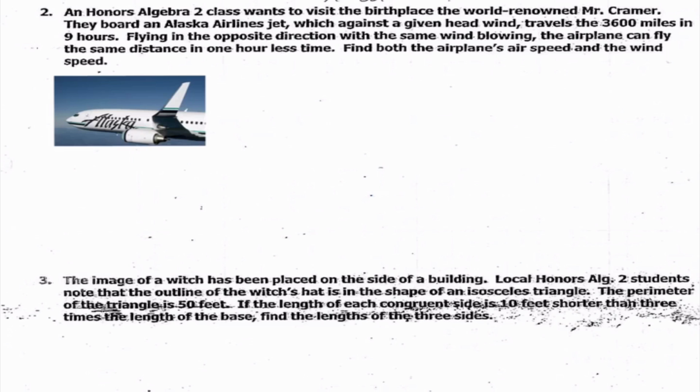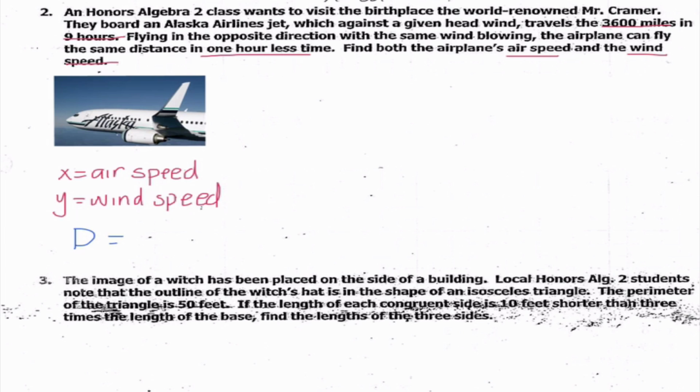Some things that I think are going to be important are the 3,600 miles, 9 hours, 1 hour less time, and airspeed and wind speed. So right away, I'm going to say x is equal to the airspeed and y equals the wind speed. The other important piece of information is the equation we have previously learned: distance is equal to rate times time. That is going to help us figure out our two equations here.